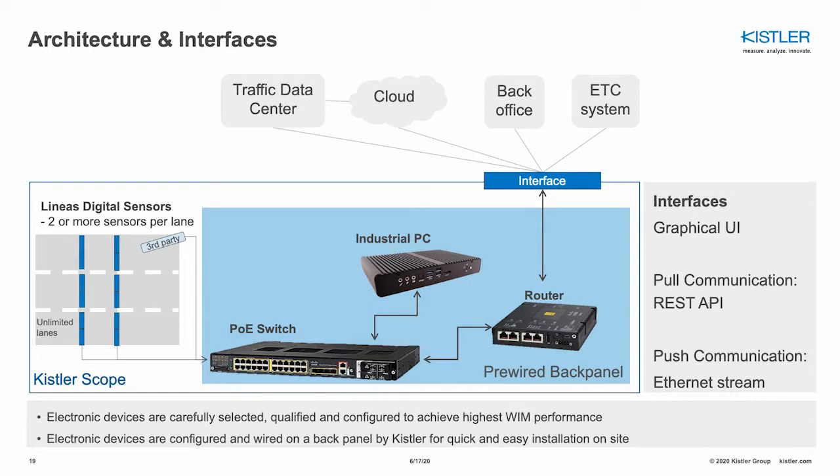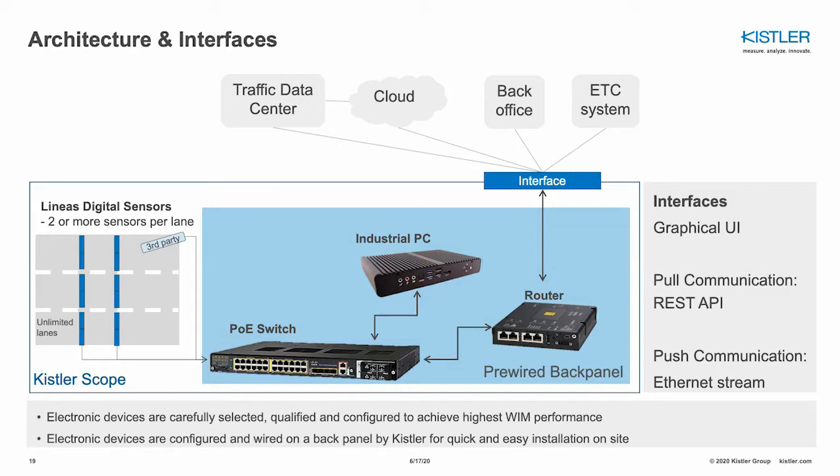The electronics in the back panel are selected and configured for highest WIM performance by our engineers. They come pre-wired and pre-configured from Kistler for easy installation on site without any errors and troubles. Higher level systems, like for instance electronic toll collection systems or back offices of a direct enforcement system or traffic data centers, can easily interface with KiTraffic Digital.